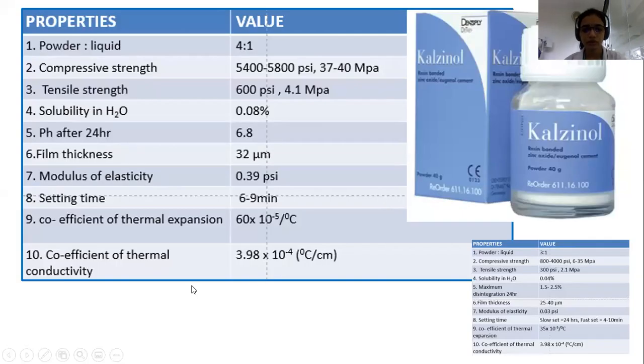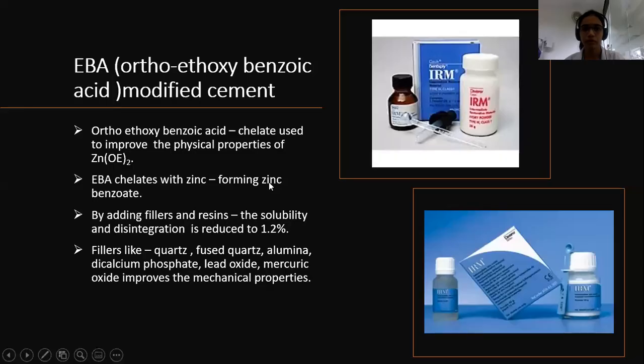And the coefficient of thermal conductivity is similar to the regular zinc oxide eugenol. The setting time for resin modified ZOE is 6 to 9 minutes. The pH after 24 hours is 6.8, which is basic. Film thickness is 32 micrometers. Modulus of elasticity is 0.39 pounds per square inch.